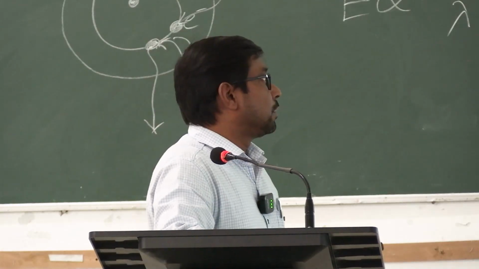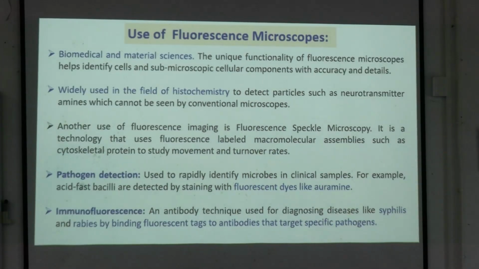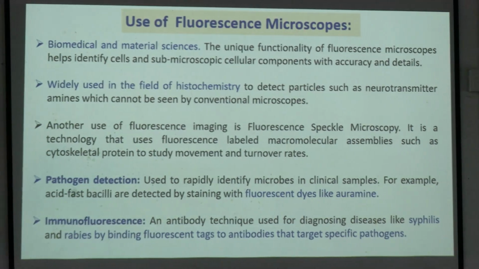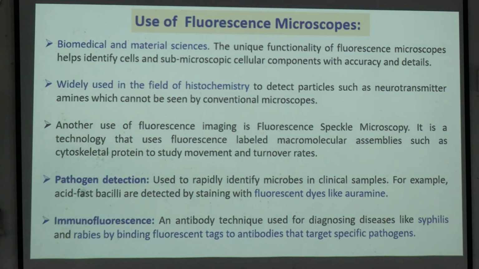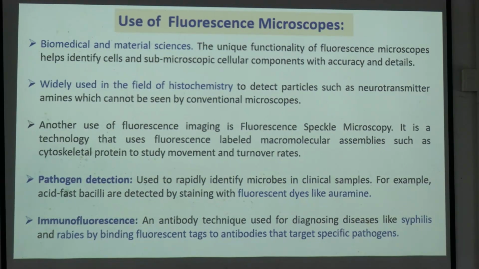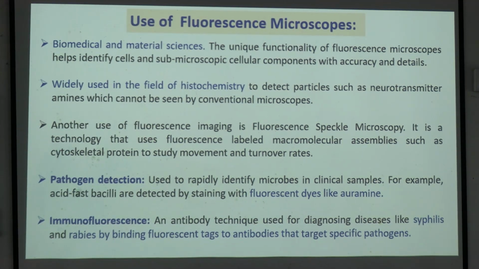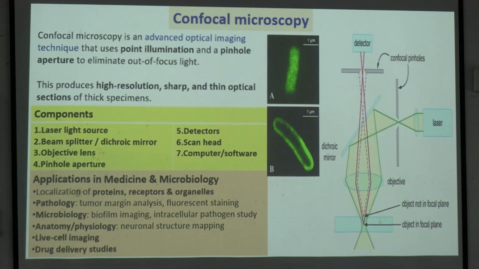Okay, and basically it is used for pathogen detection, Mycobacterium tuberculosis, where generally we use auramine to make that particular bacteria glow on the slide, and a yellow color will come.